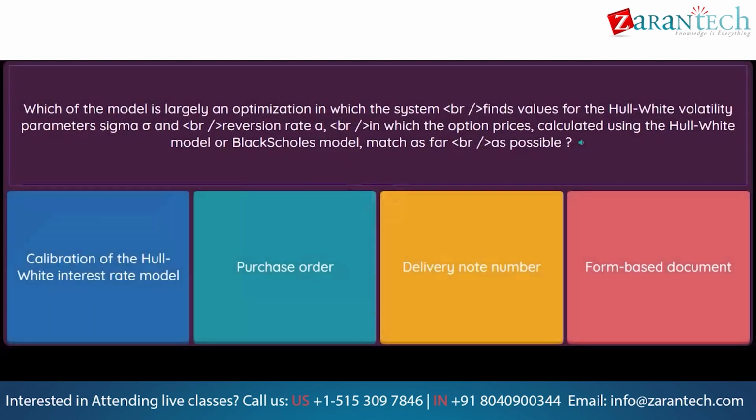Question, which of the model is largely an optimization in which the system finds values for the Hull-White volatility parameters sigma and reversion rate a, in which the option prices, calculated using the Hull-White model or Black-Scholes model, match as far as possible? Option 1, Calibration of the Hull-White interest rate model. Option 2, Purchase order. Option 3, Delivery note number. Option 4, Form-based document.